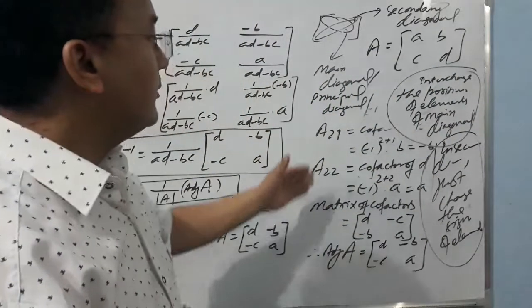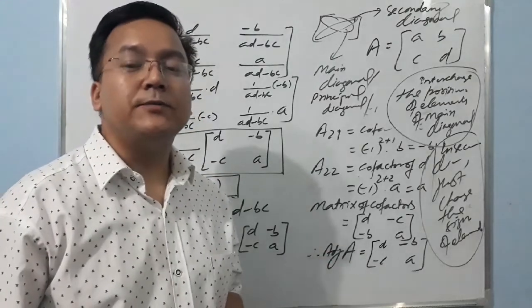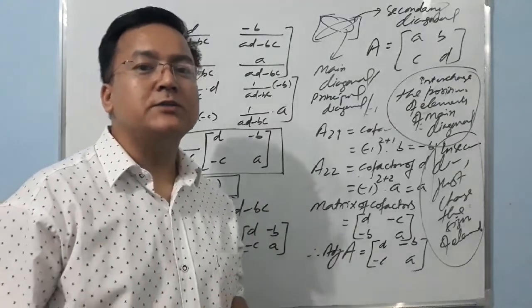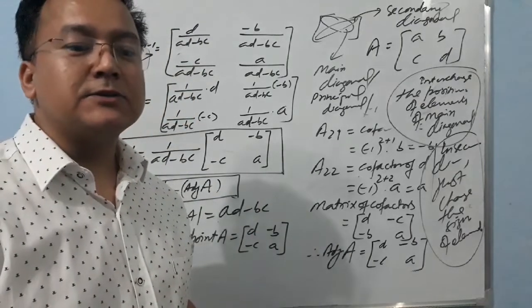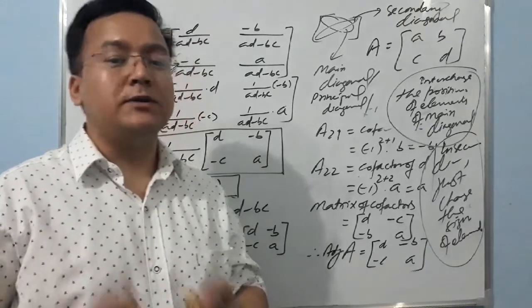And the lengthy or actual method I have also explained, how to find the adjoint of A. And while finding the adjoint of A, you understood cofactors and minors also, right? In the case of a square matrix of order 2.